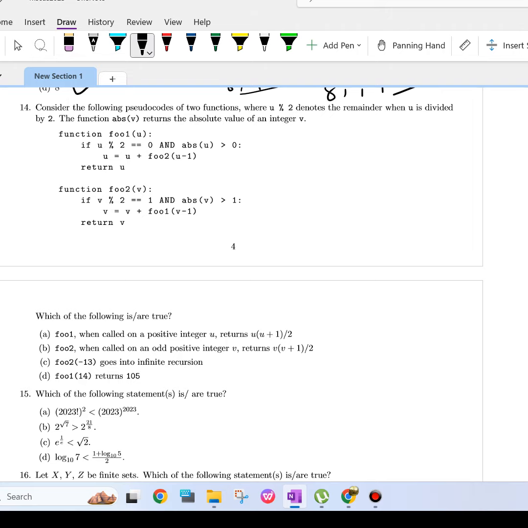अब स्टूडेंट्स CMI 2023 का पेपर आज सॉल्व कर रहे हैं. Consider the following pseudo codes of the two functions दिए हुए हैं. Okay, divided into two. It is v functions full u full 1u. So which of them are true?